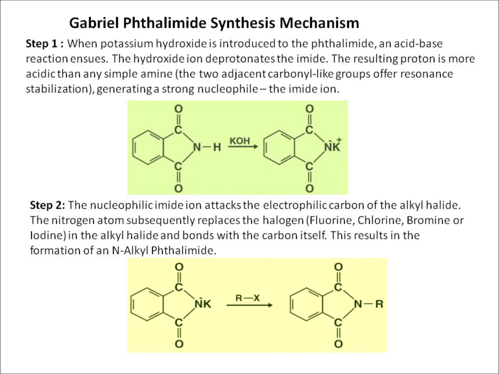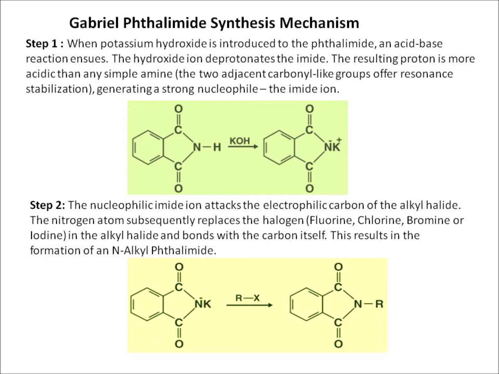There are three steps involved in the Gabriel phthalimide synthesis mechanism. In the first step, potassium hydroxide is introduced to the phthalimide and an acid-base reaction ensues. The hydroxide ion deprotonates the imide. The resulting proton is more acidic than that of any simple amine. That is, the two adjacent carbonyl-like groups offer resonance stabilization, generating a strong nucleophile, that is the imide ion. See, that is shown here.